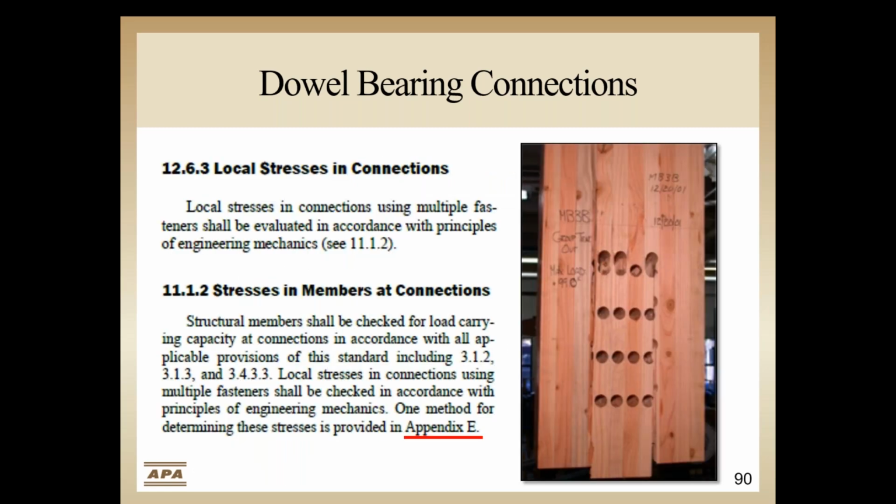But it is not always the connector that fails. The capacity of connections with closely spaced, large diameter bolts has been shown to be limited by the capacity of wood surrounding the connection. Connections with groups of smaller diameter fasteners, such as typical nailed connections in wood frame construction, may not be limited by wood capacity. Referring to the NDS on multiple fasteners, these local stresses are addressed in section 12.6.3 and section 11.1.2, which states one method for determining these stresses is provided in Appendix E.